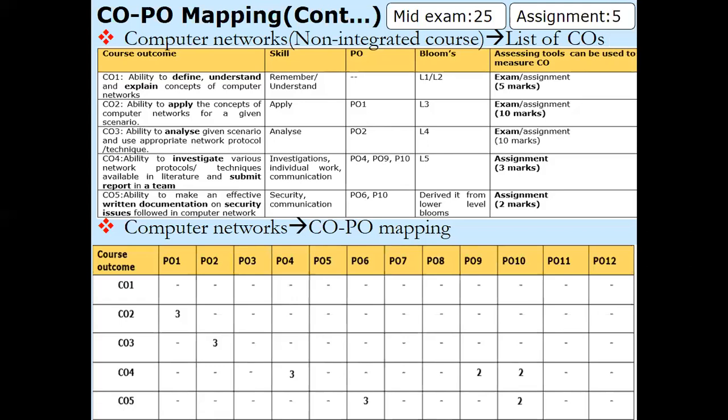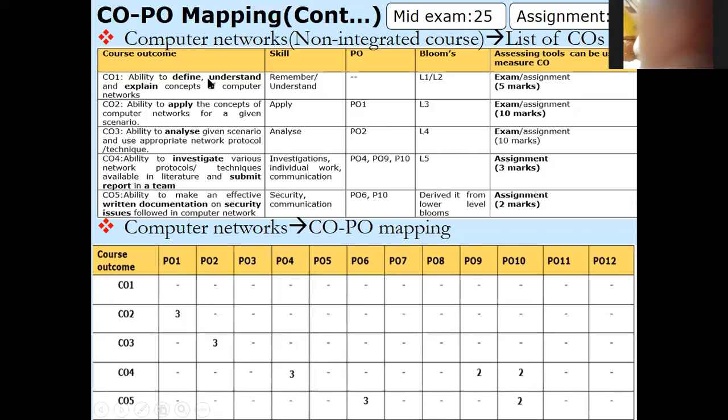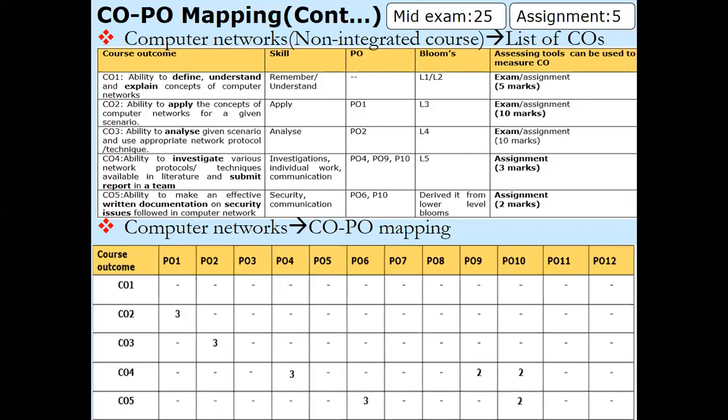Now, I already told that CO1 is not mapped with any PO, because this CO is based on Bloom's level 1 and level 2. I cannot map it even indirectly to PO6 or PO7, because it is not related to any security or ethical issues. So I am not mapping it with any POs, but I am giving some marks for it. For CO1, I am assessing with the exam as the assessment tool.